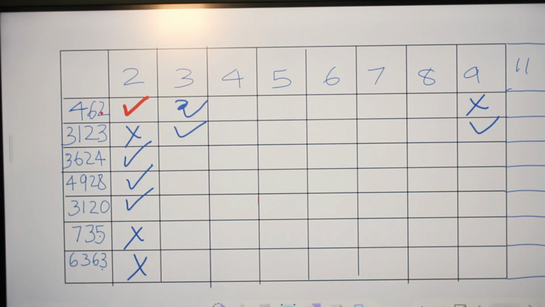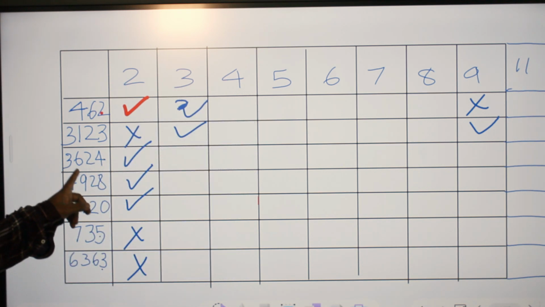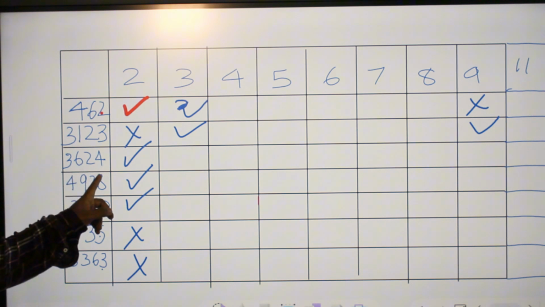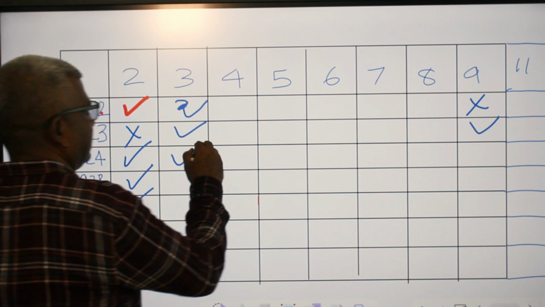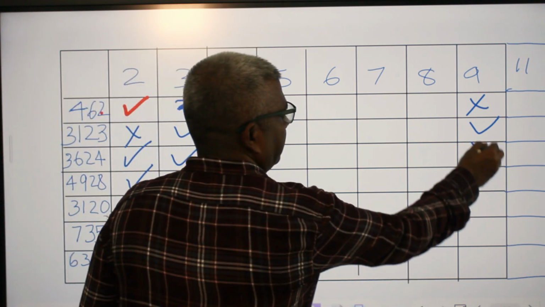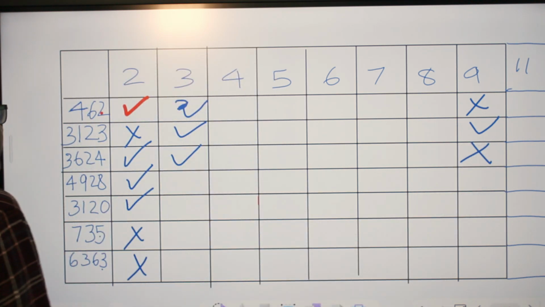So here 3123 is divisible by 9. 3624. Check it out. 3 plus 6 is 9. 9 plus 2 is 11. 11 plus 4 is 15. 15 is divisible by 3. 15 is not divisible by 9. Got it. 4928.